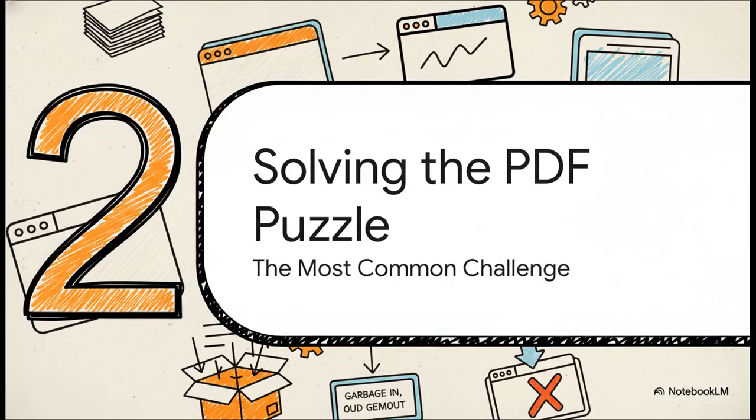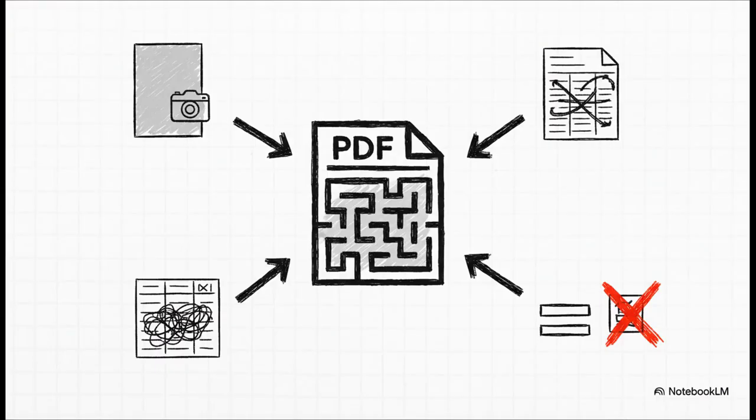Okay, moving right along to our second section, let's talk about the PDF puzzle. If you've ever tried to build an AI system, you know this is a massive headache. PDFs are absolutely everywhere, but let's be real, they were never designed for easy data extraction. And this is what's so interesting. This is why PDFs are so tough. At their core, they're about presentation, how things look, not about the data itself.